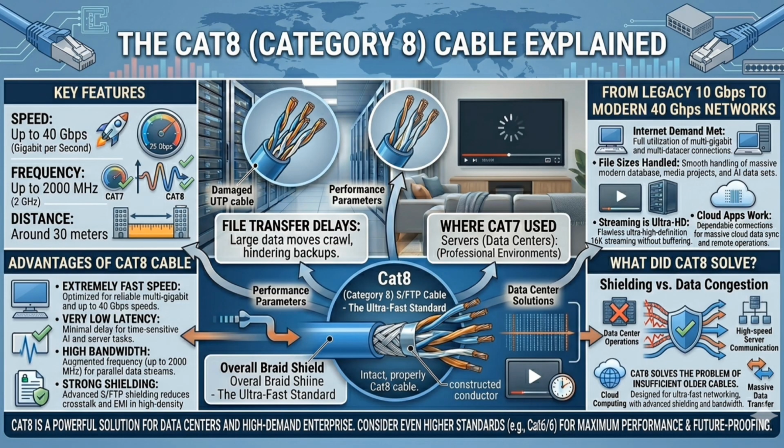Now let's discuss the fastest cable in the list, Cat8. This is one of the latest Ethernet cable standards. Key features of these cables are that they can provide speeds from 25 Gbps to 40 Gbps. It can cover a distance of around 30 meters, and it is designed for ultra-fast networks.